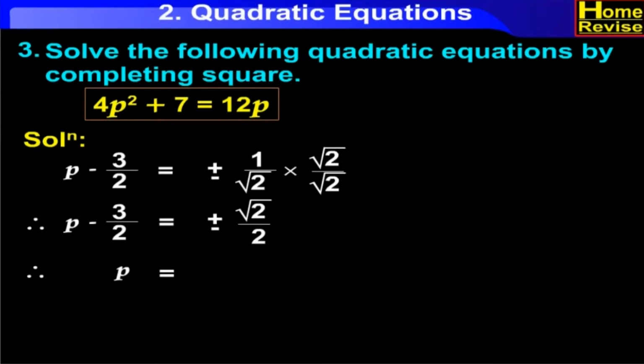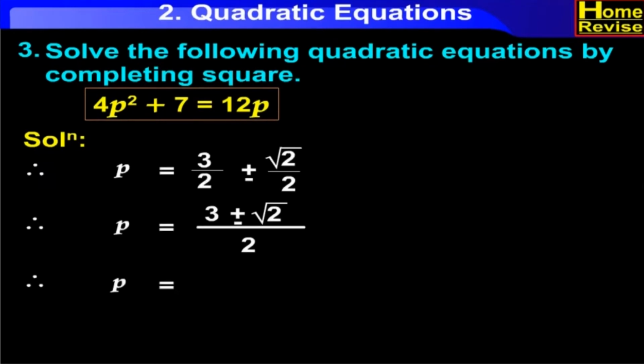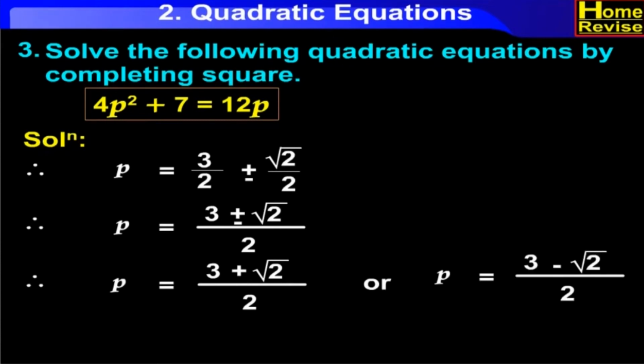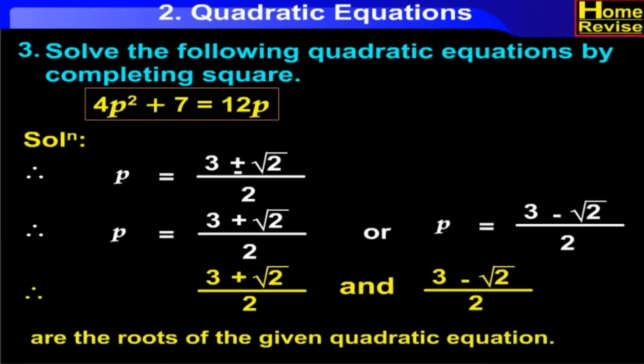Therefore, p is equal to 3 upon 2 plus or minus root 2 upon 2. Taking 2 as a common denominator, we have 3 plus or minus root 2 upon 2. Therefore, p is equal to 3 plus root 2 upon 2, or p is equal to 3 minus root 2 upon 2. Therefore, 3 plus root 2 upon 2 and 3 minus root 2 upon 2 are the roots of the given quadratic equation.